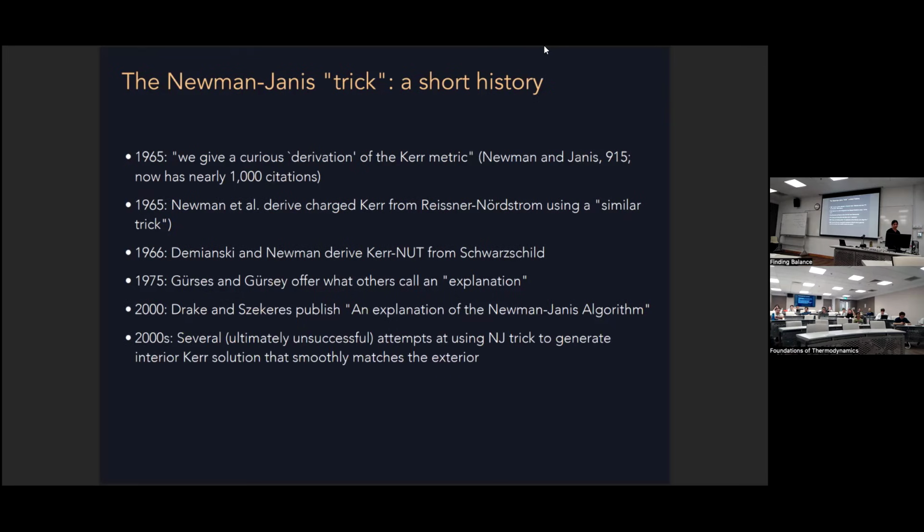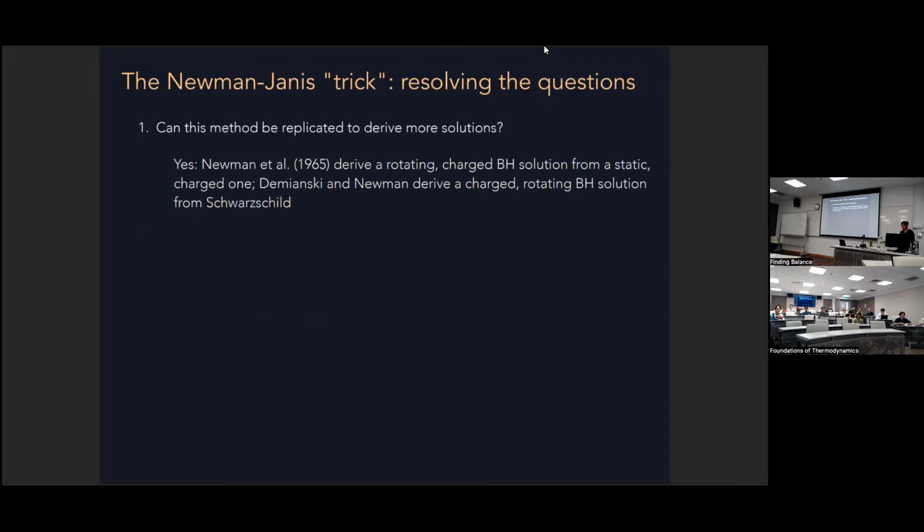There's a bunch of somewhat unsuccessful attempts at using it to generate an interior Kerr that will smoothly match the exterior. And then I'll end the story with this paper by Azreg-Aïnou in 2014 that tries to offer a generalization and explanation of the algorithm. So a history that's littered with attempts to explain something that later people say weren't actually good explanations of why the trick worked. But also clearly in this story, we see extensions and reapplications of the trick to other kinds of contexts. Okay, so can it be replicated? Yes, we saw examples of how it got replicated in other contexts.